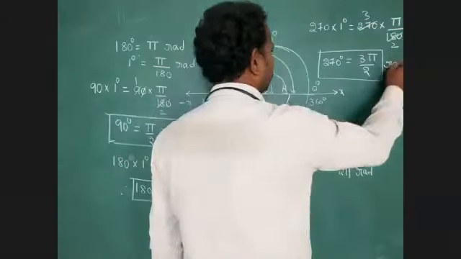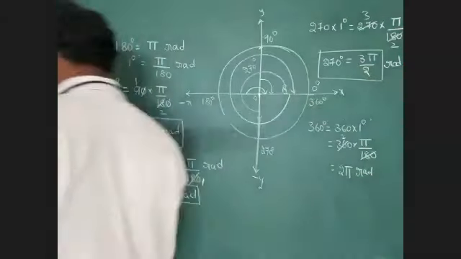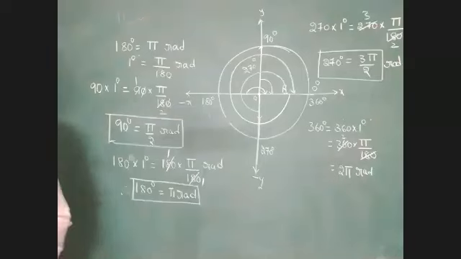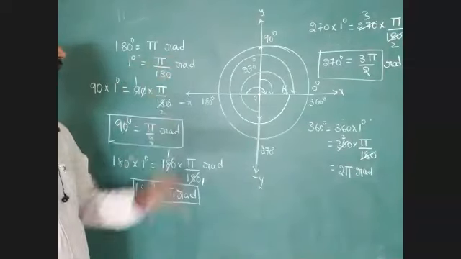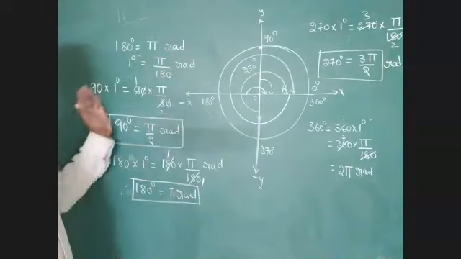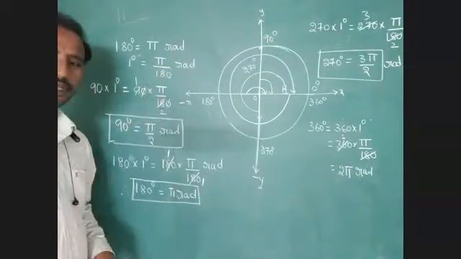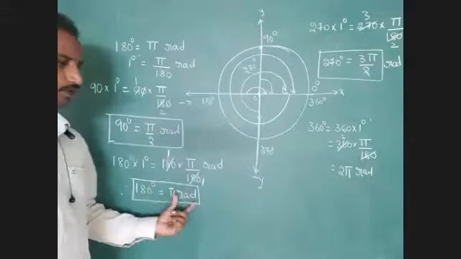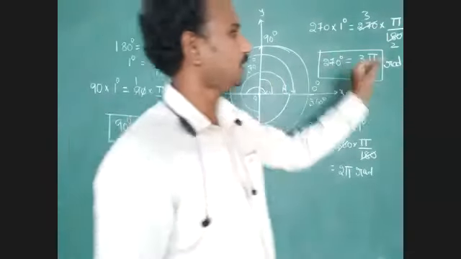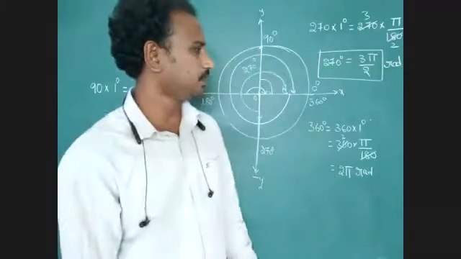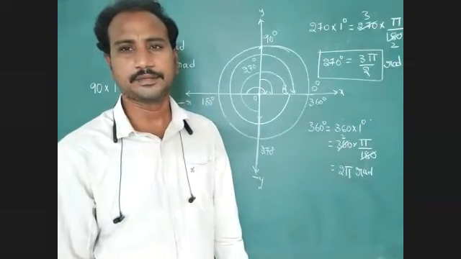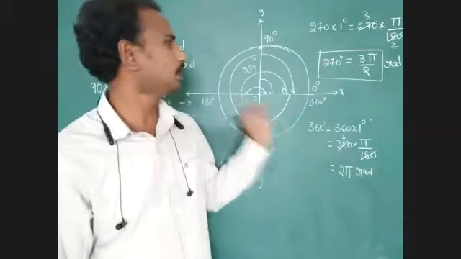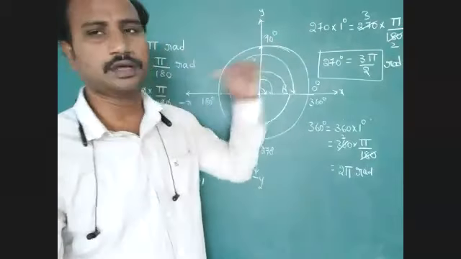Okay, we have to identify these conditions. How to convert a degree into radians? 1 degree is equal to pi by 180 radian. 90 degrees equal to pi by 2 radian. 180 degrees equal to pi radian. 270 degrees equal to 3 pi by 2 radian. 360 degrees equal to 2 pi radian. Like that we have to convert degrees into radians.